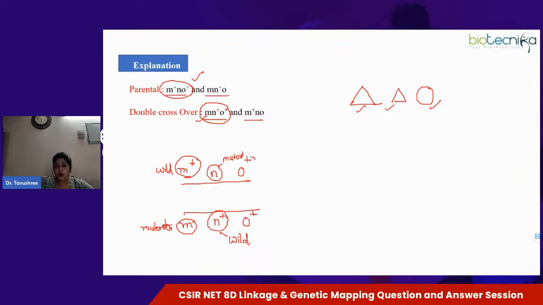Now, if you look at the O, this is wild type and this is also wild type. So the pattern is that on one chromosome there is the wild type, and on the other chromosome the same gene allele is mutant. For N, it is mutant on one chromosome and wild type on the other. But for the O allele, you can see in both chromosomes it's wild type. So it's the odd one out, right? It is not following the pattern. That means the correct order here is MON.